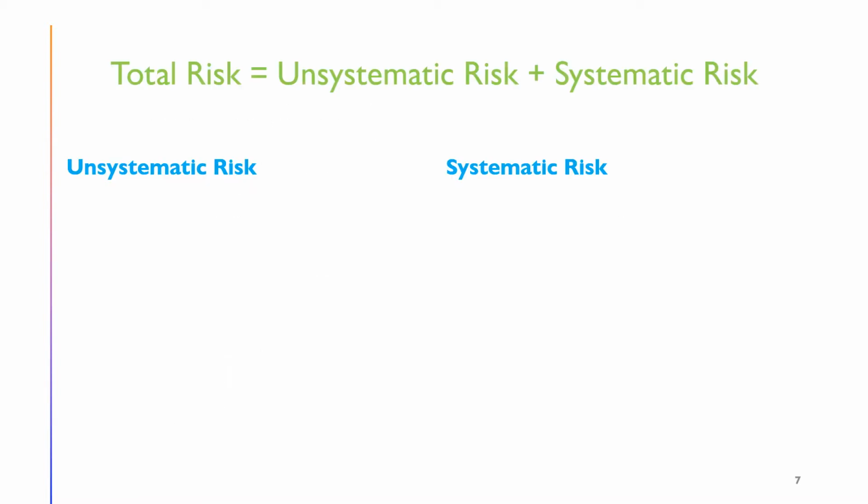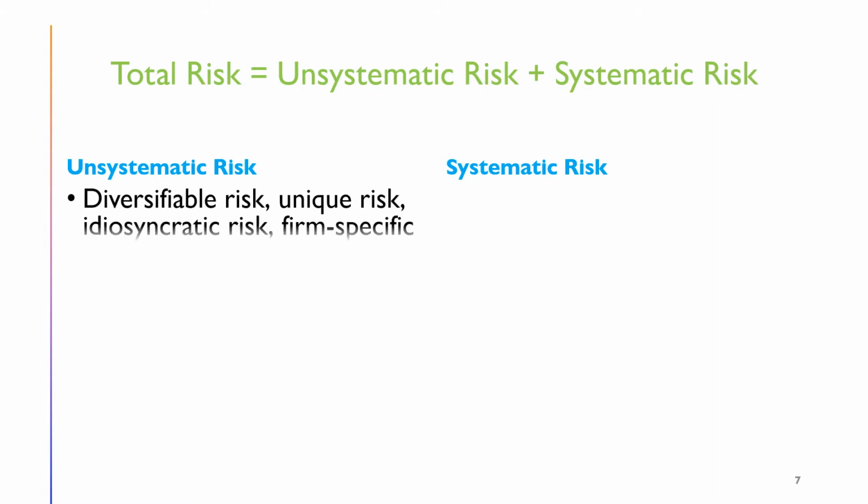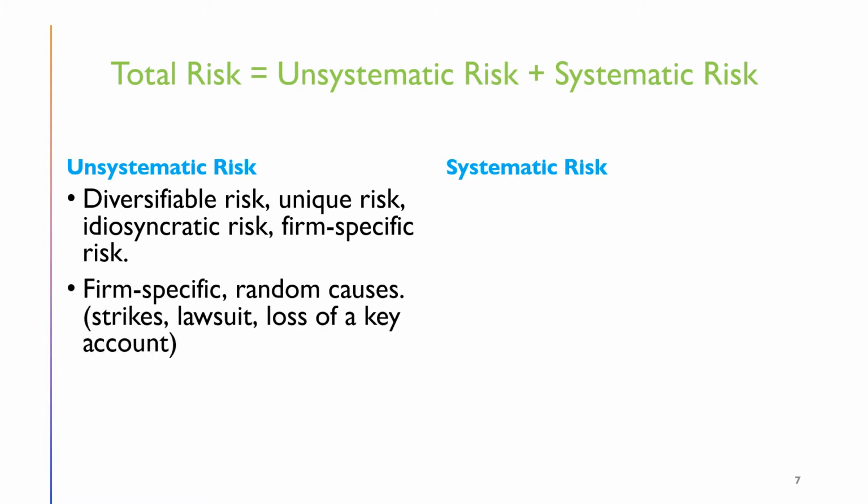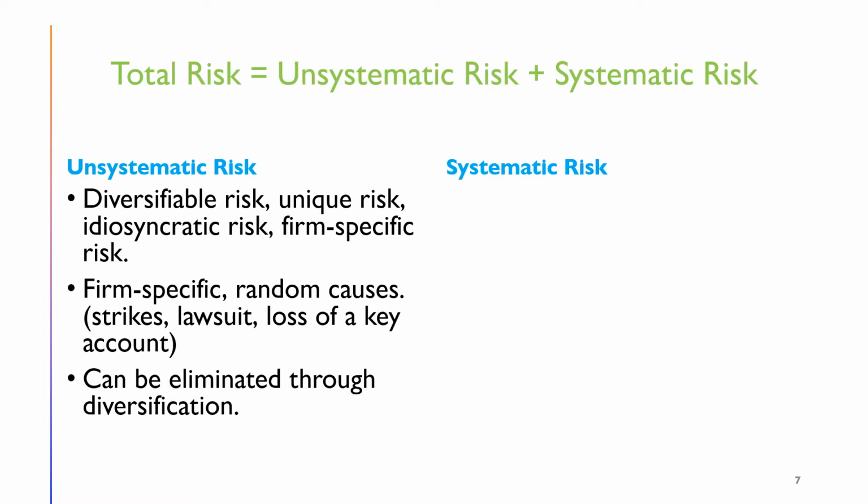Total risk consists of two types of risk: unsystematic risk and systematic risk. Unsystematic risk is also known as diversifiable risk, unique risk, idiosyncratic risk, or firm-specific risk. Unsystematic risk is caused by firm-specific or random causes. These events are unique to a particular firm. For example, strikes, lawsuits, loss of key account. Unsystematic risk can be eliminated through diversification because these events are random.